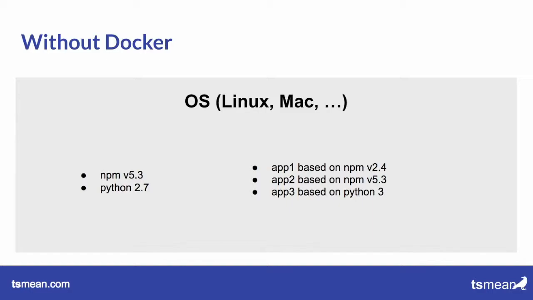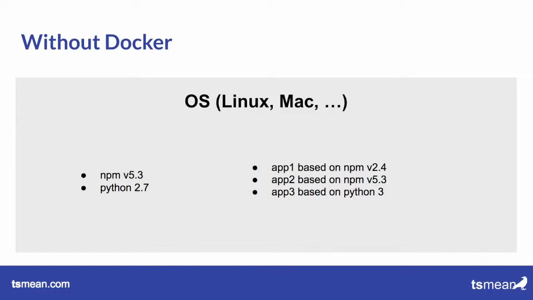Well, let's say I have my machine and it has an OS, for example Linux or Mac, and I've installed some programs, for example npm version 5.3 or Python 2.7. And as a developer, of course, I have my apps. I have app 1, which is based on npm version 2, and let's say app 2 based on npm version 5. But you can see now I have a problem.